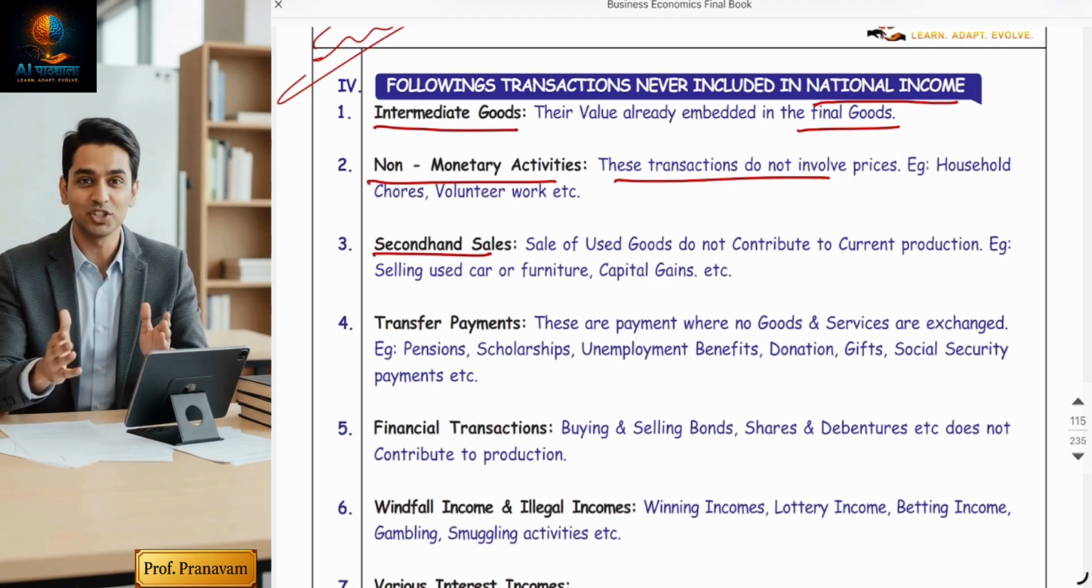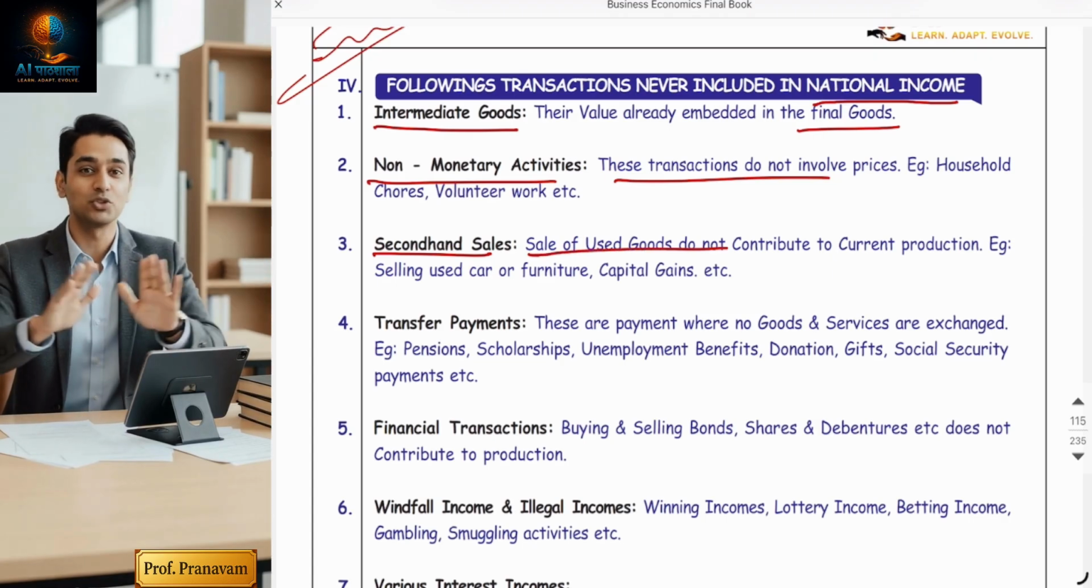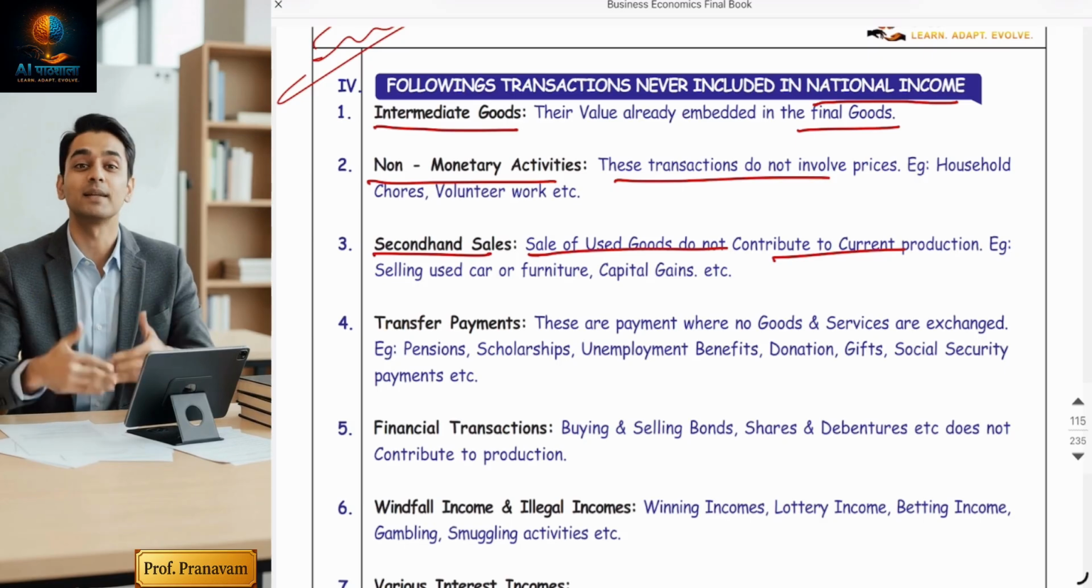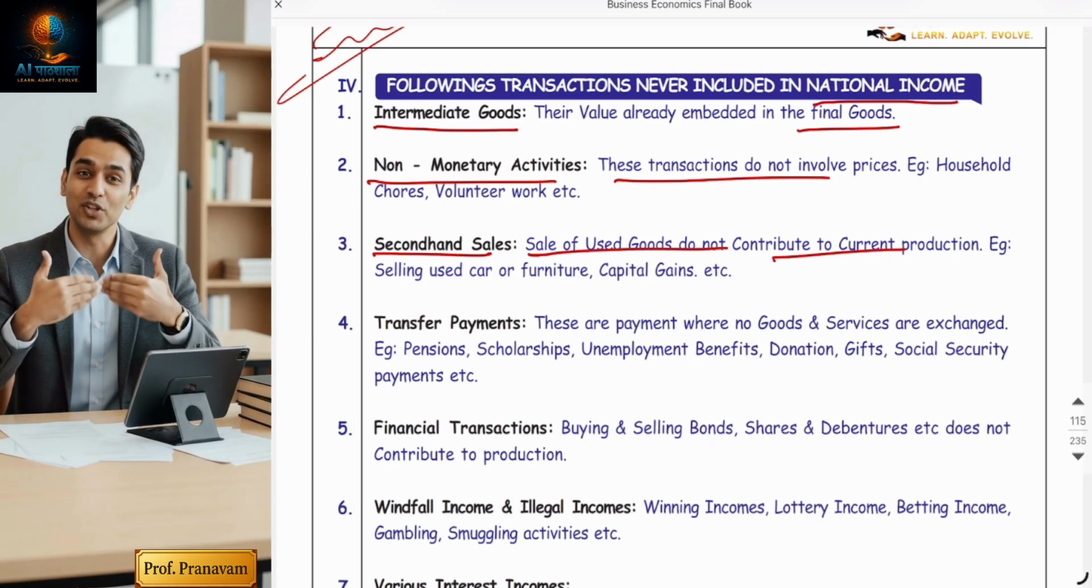Then second-hand sales. Second-hand sales are like the sale of a used car, sale of used assets, and capital gains. Why? Because it is a past year's production and not a current output.